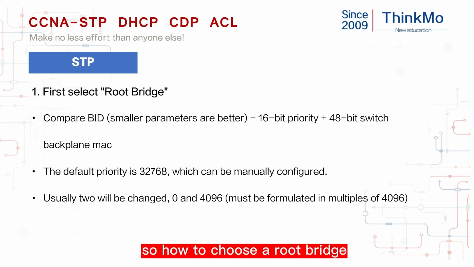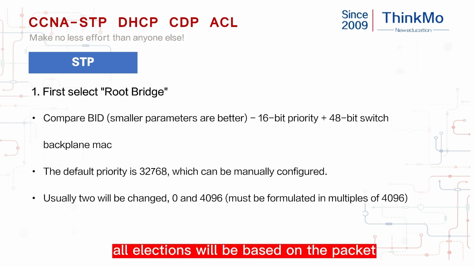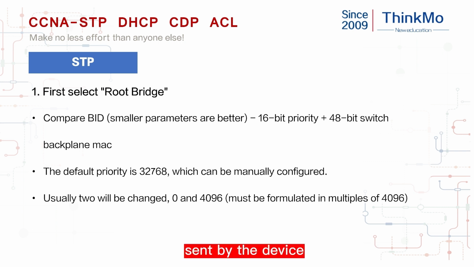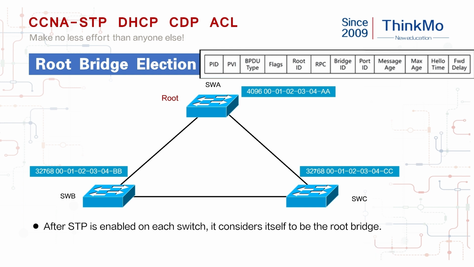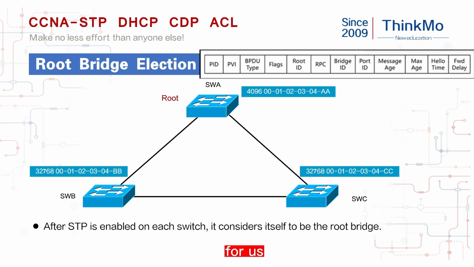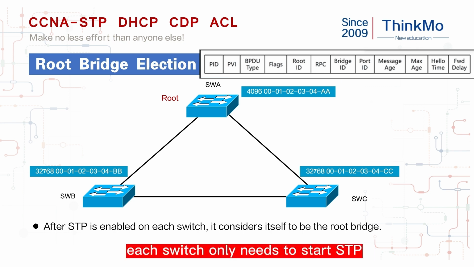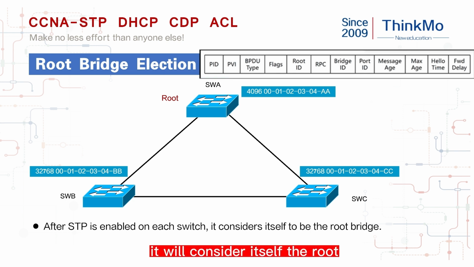So how to choose a root bridge? I just said, all elections will be based on the packets sent by the device. Then the first step is when we conduct elections. Everyone must first know that the devices on the second layer are actually unaware of each other. For us, each switch only needs to start STP, and it will consider itself the root.